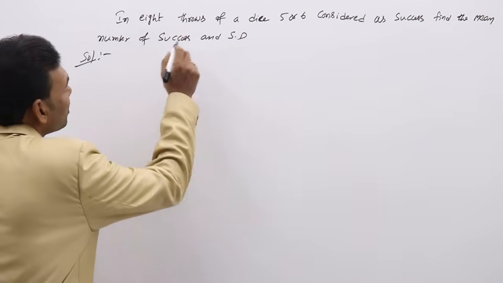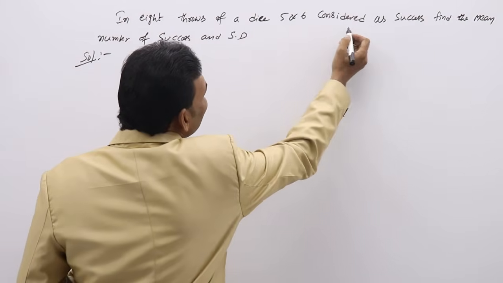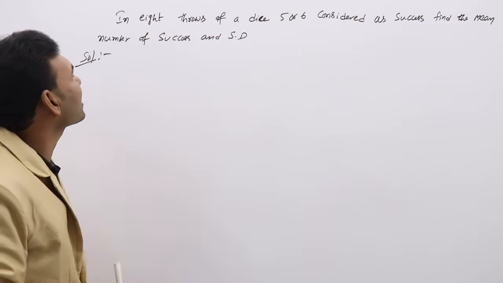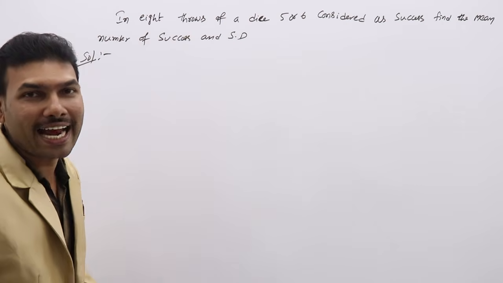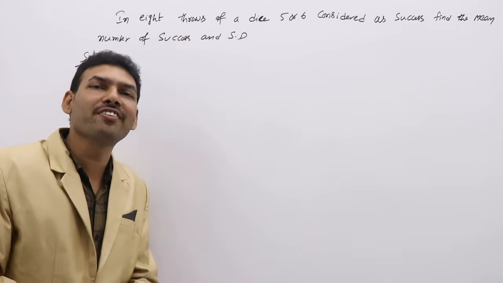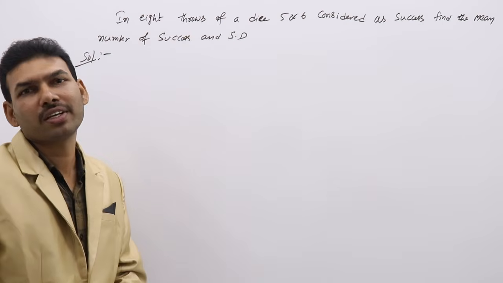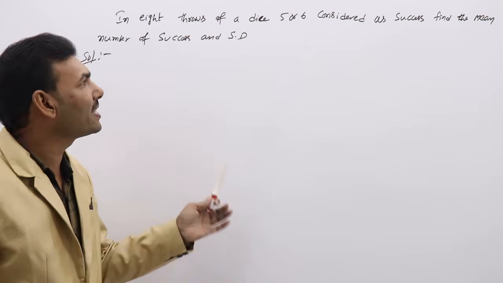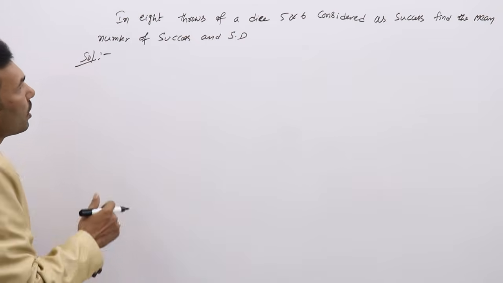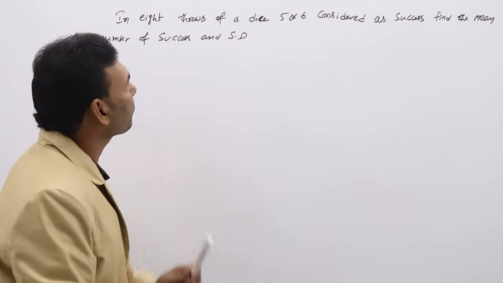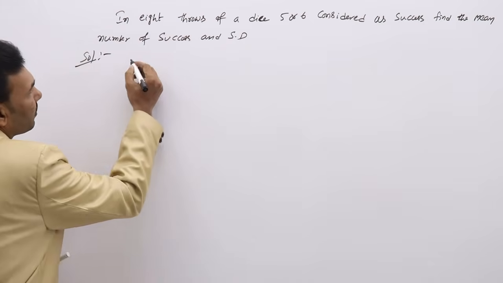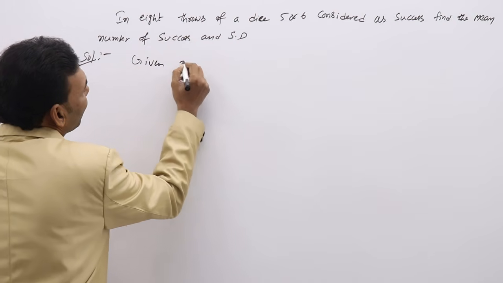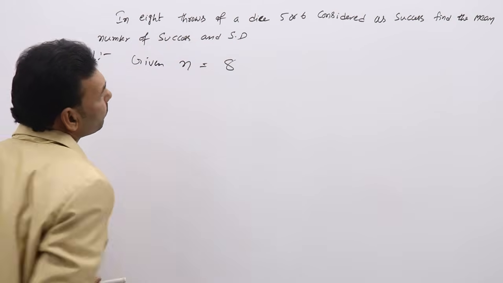In 8 throws of a dice, 5 or 6 considered as success. Find the mean number of successes and SD. SD means standard deviation. Standard deviation is square root of variance. Variance is sigma square, SD is sigma. So we know in binomial distribution, mean is NP and variance is NPQ. So here N is given. N is 8 throws.